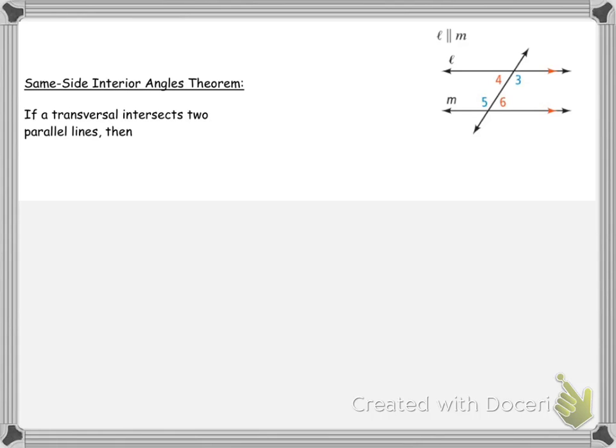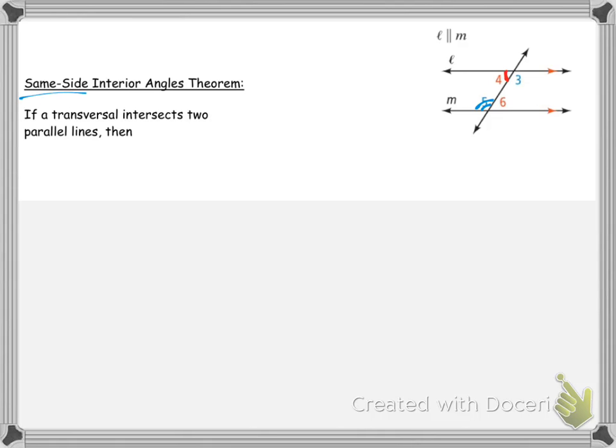Okay, so what does the same side interior angle theorem tell us? Well, let's look at these angles first of all. 4 and 5 are same side interior. Those definitely don't look congruent to one another. This red one up here, number 4, is an acute angle. 5 is obtuse. So I know that they're not congruent, but they do have a special relationship.